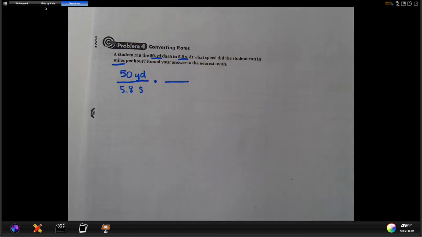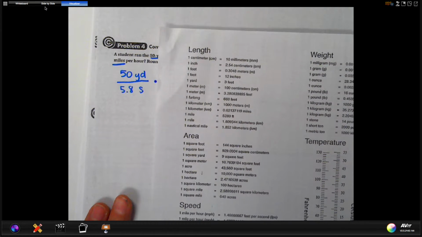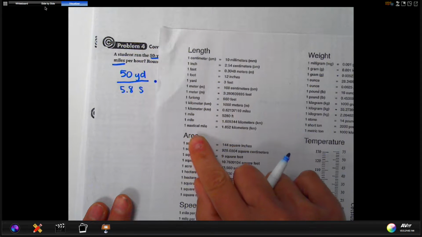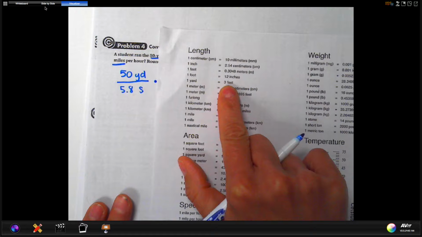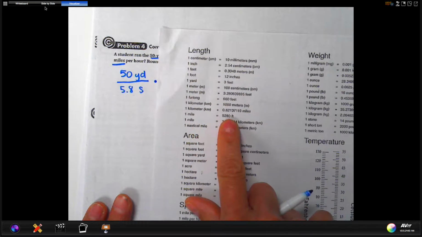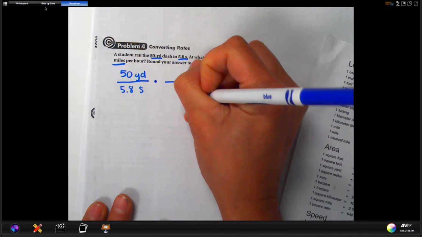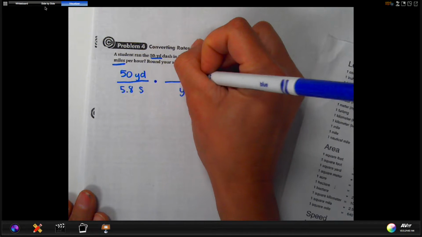All right, so that would be length, right? If you take a look, are there any yards to miles on there? No, there's not, but there is yards to feet and feet to miles. So here's yards to feet and here's miles to feet, right? So let's get rid of yards by putting it on the bottom. We're going to change yards to what did we just talk about? Miles. Feet first, then miles, okay? So we're going to change it to feet.